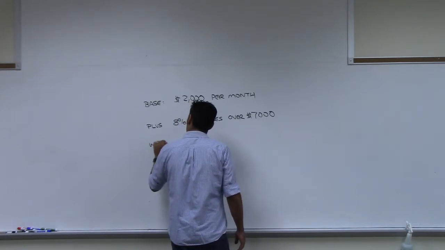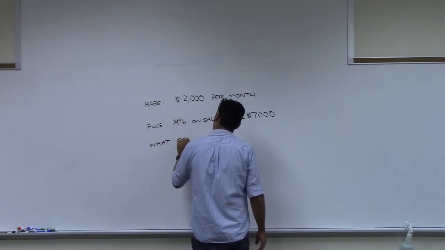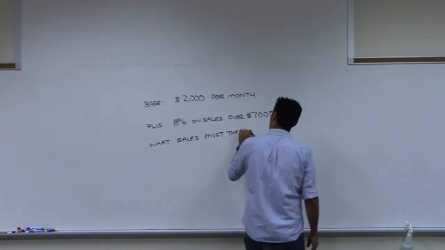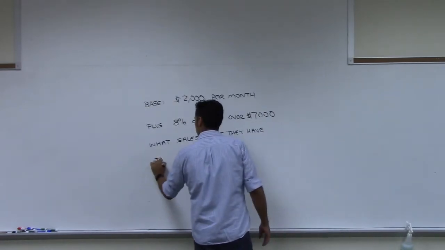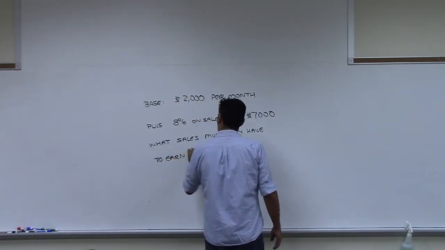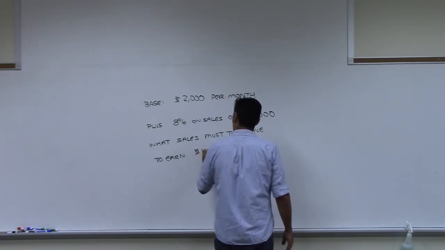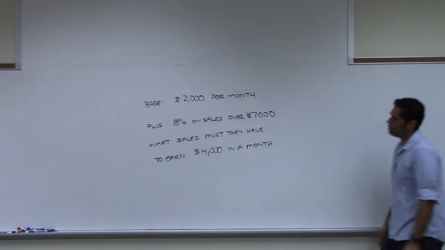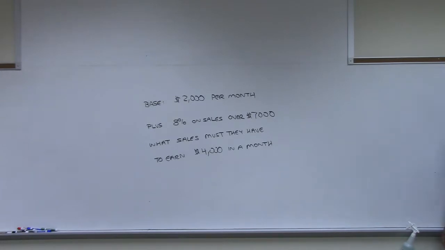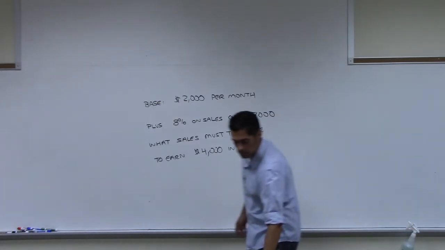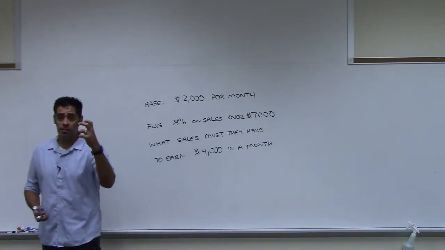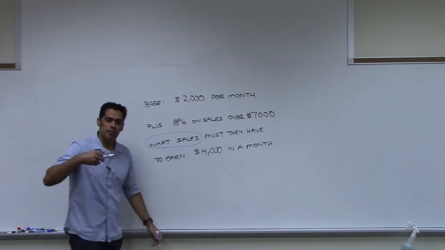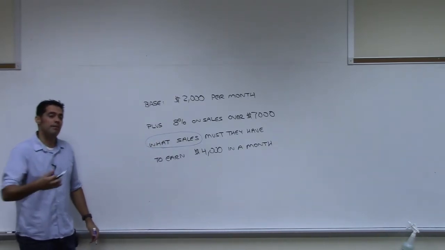What sales must they have to earn $4,000 in a month? All right, so what are we being asked to find? The sales, right? We're trying to find what sales. How much do they need to sell in order to make $4,000, right?